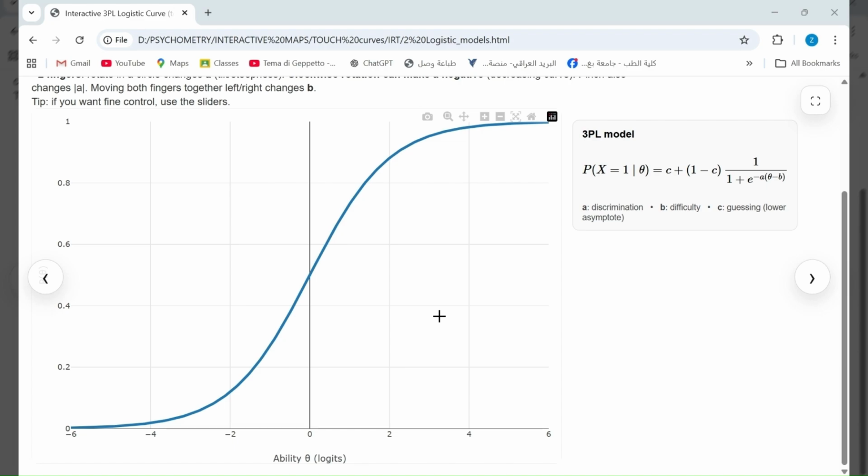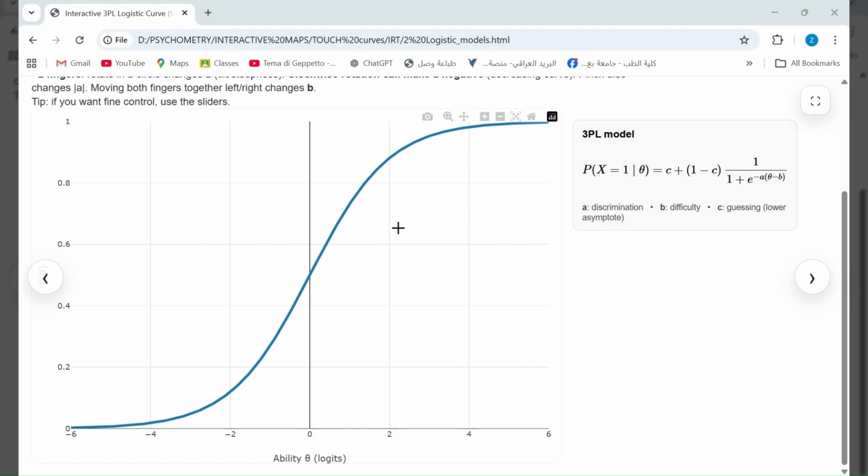So this is the relation of the model. C is the guessing, and 1 over 1 plus e to the exponential of minus a, theta minus b. B is the difficulty. Theta is the ability. B usually represents the difficulty, and C represents the guessing. And now we can have a lot of logistic curves, a family of logistic curves.